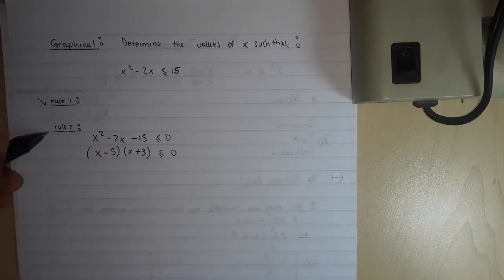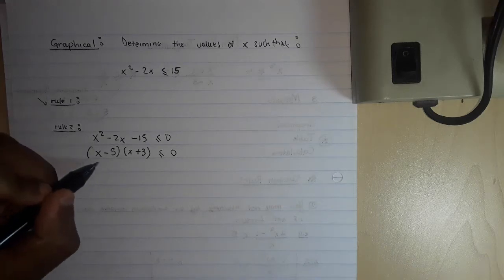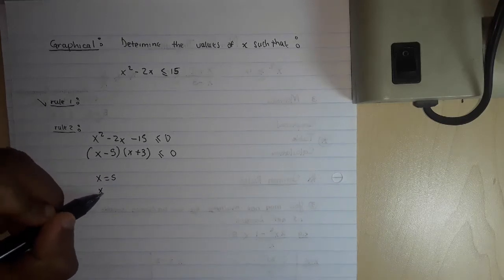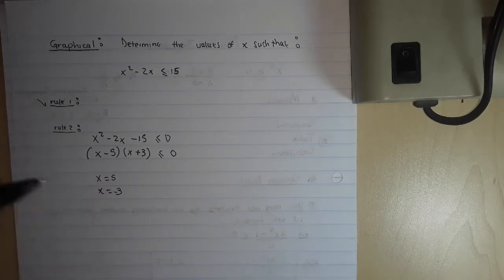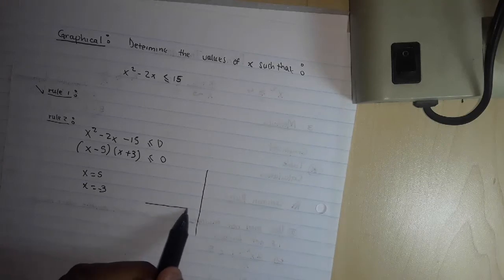So the second rule stated that we need to state where the expression is equal to 0. From this we know that we can solve x equals 5, and we can solve also x equals minus 3, right? So we're looking at the graphical method. The graphical method, you assume that you know how this graph will look like. So if we would quickly draw this graph, right?